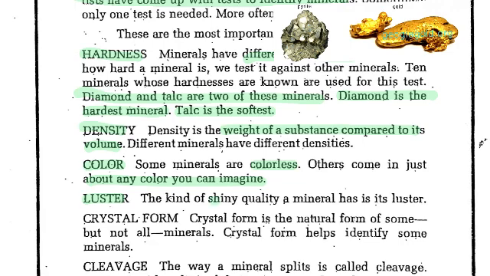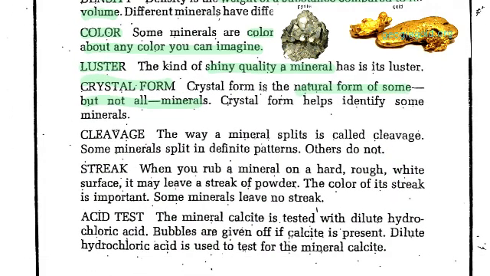Luster. The kind of shiny quality a mineral has is called its luster. Crystal form. Crystal form is the natural form of some, but not all, minerals. Crystal form helps identify some of these minerals. Cleavage. The way a mineral splits is called cleavage, or the way it breaks. Some minerals split in definite patterns, others do not.